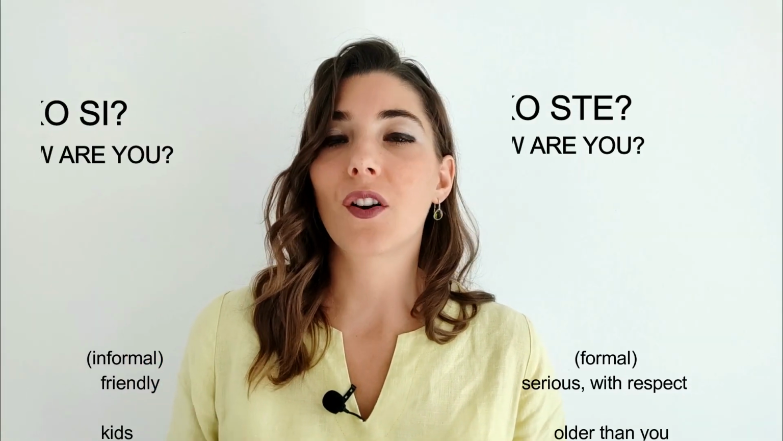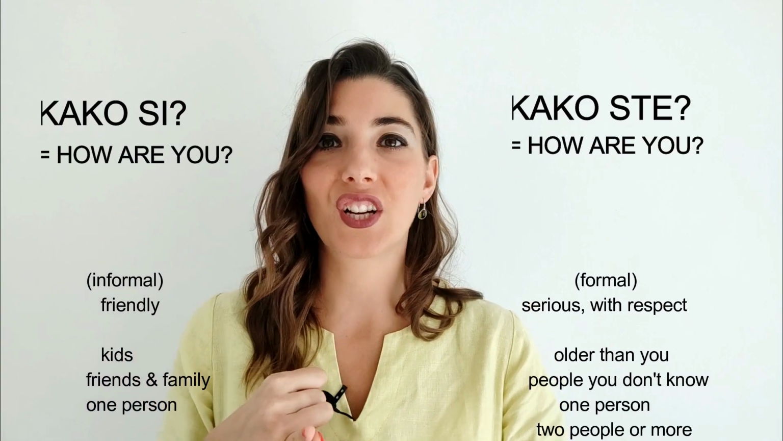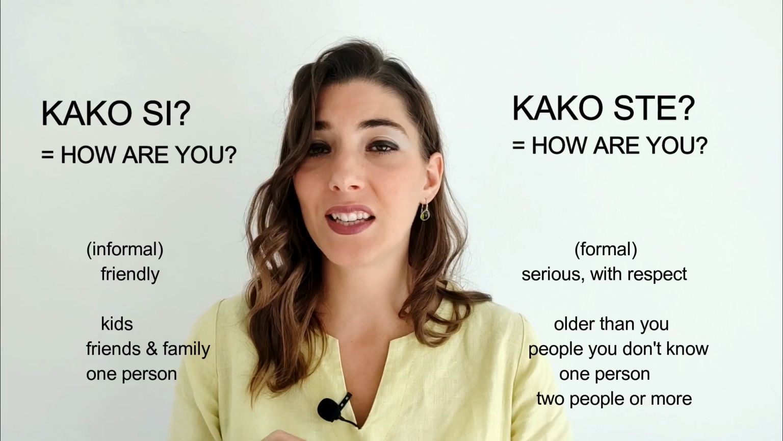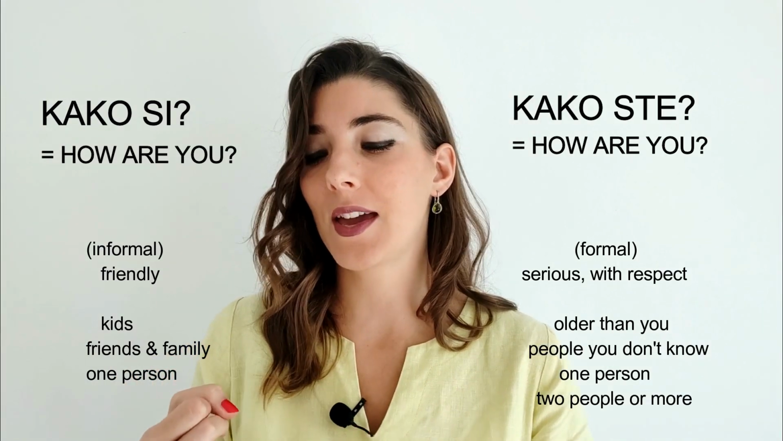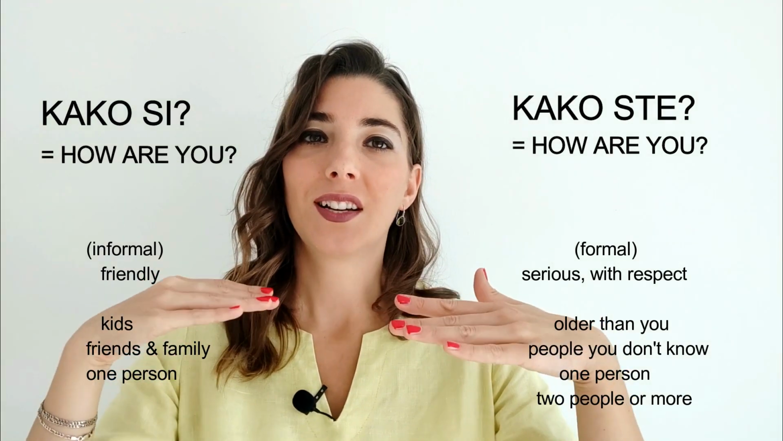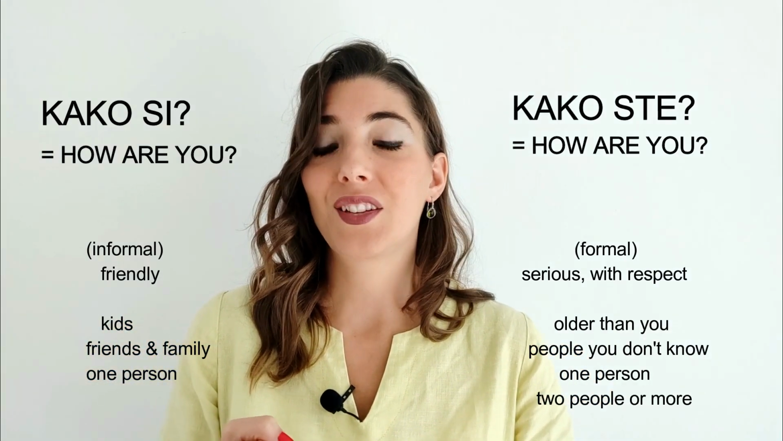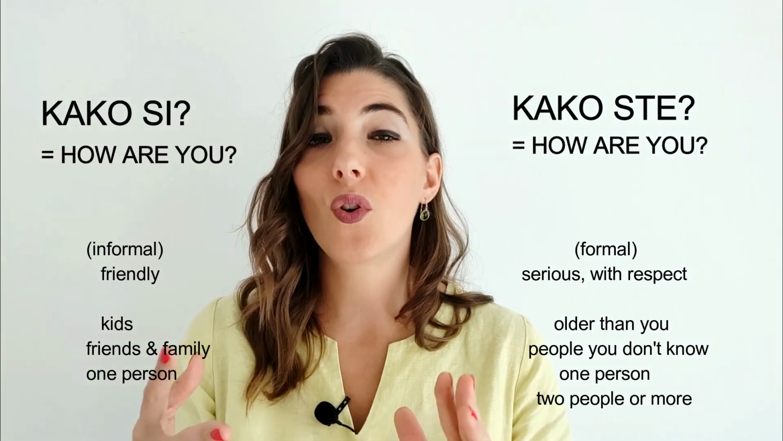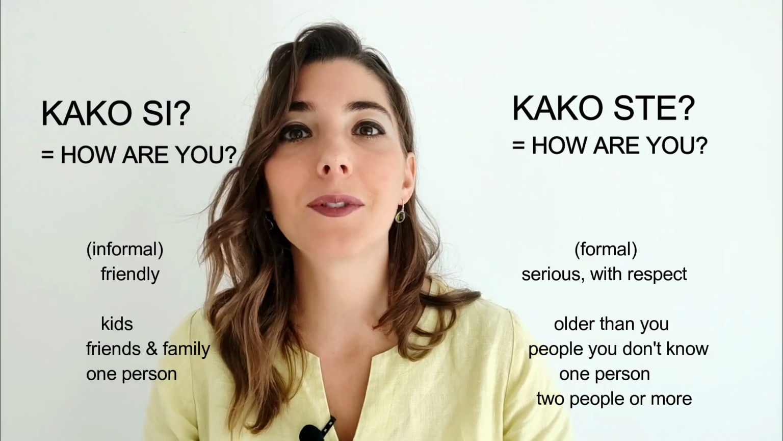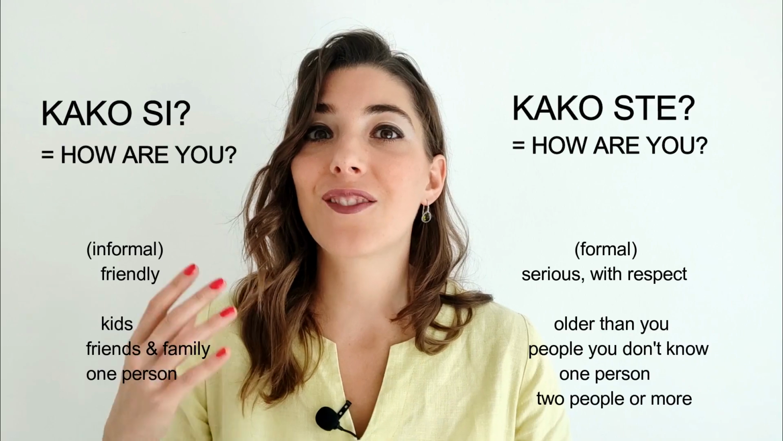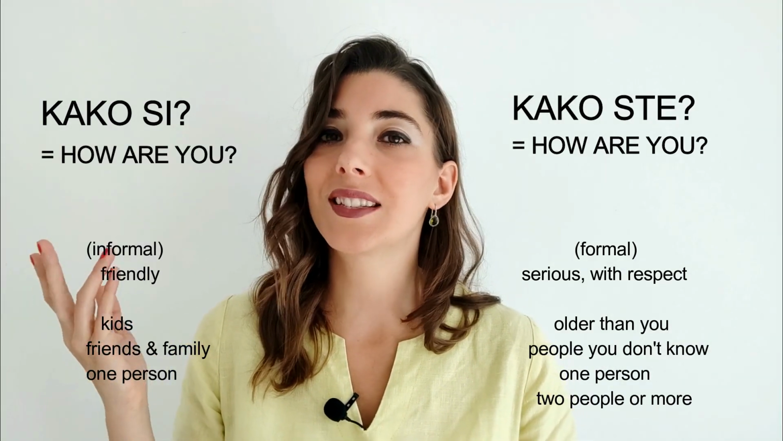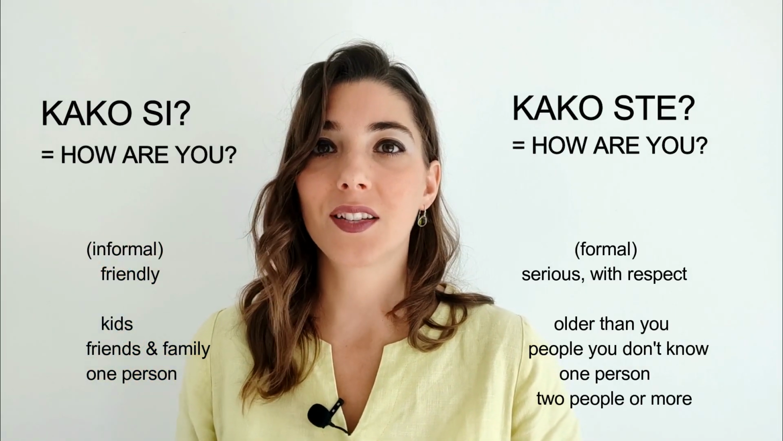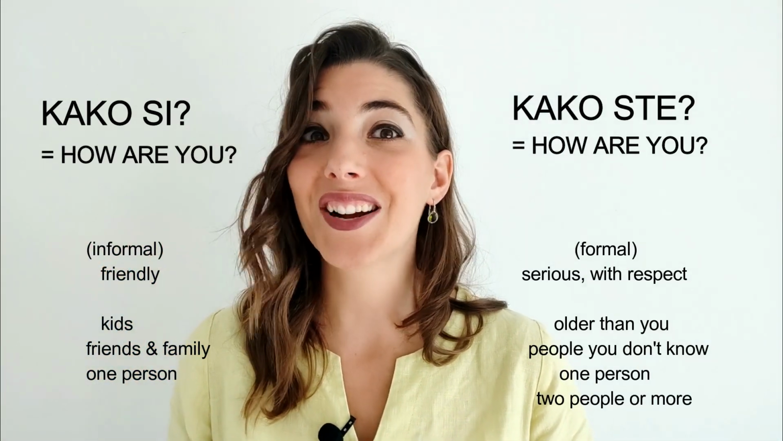If you are friendly with somebody, so if they're kids, if they're kind of your age and seem friendly, you don't know them but you're on the same page, you're getting to know them at a similar age level, and it's an informal setting where you're meeting them, or if they're just friends and family members, you can use the informal version with them. So you will say kako si if you want to ask one of those people, how are you? So you say kako si, kako si.